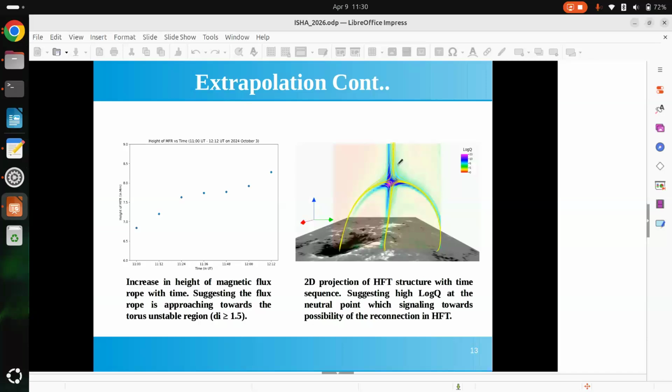In order to check the possibility of magnetic reconnection in the HFT structure, we found that as time advances, this HFT structure is formed.